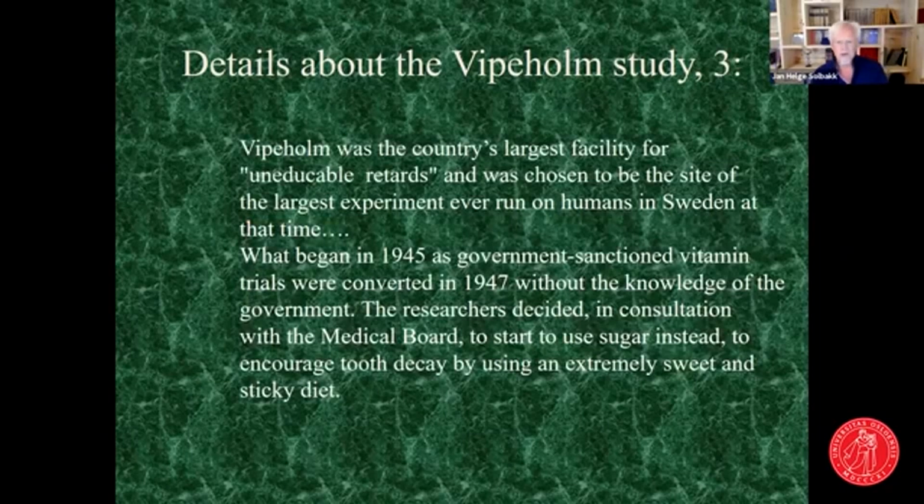Vipeholm was the country's largest facility for what was called in that period "uneducable retards," and was chosen to be the site of the largest experiment ever run on humans in Sweden at that time. What began in 1945 as government-sanctioned vitamin trials were converted in 1947 without the knowledge of the government. The researchers decided, in consultation with the medical board, to start to use sugar instead to encourage tooth decay by using an extremely sweet and sticky diet.